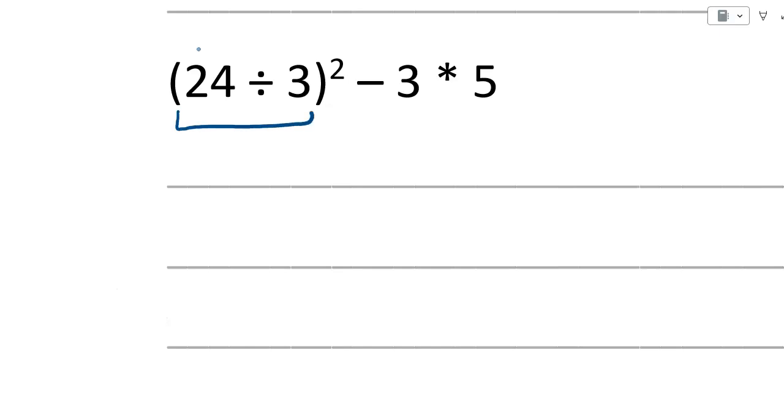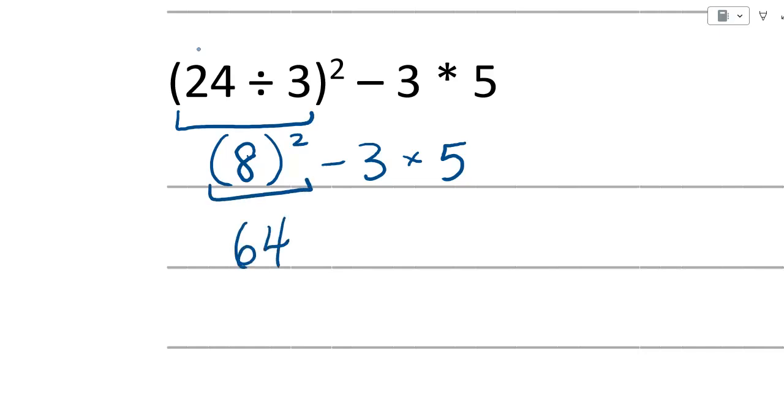24 divided by 3, that's going to be 8. And then that's getting squared, minus 3 times 5. Parentheses, yeah, technically, but there's nothing really happening there. So exponents, yep, 8 squared. So we're going to do 8 squared is 64. Copy everything else down. And then we can move on.